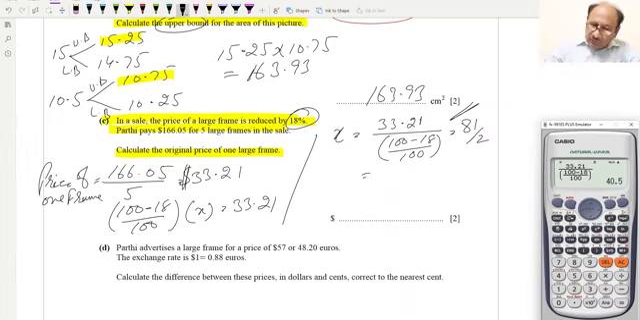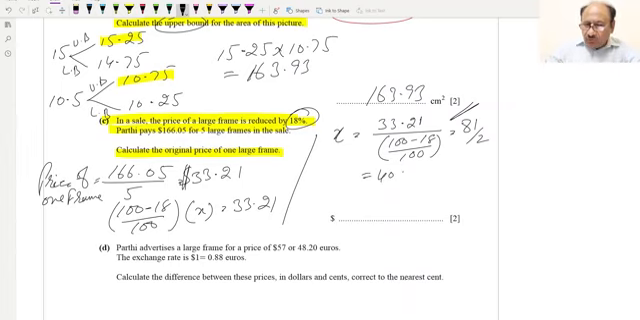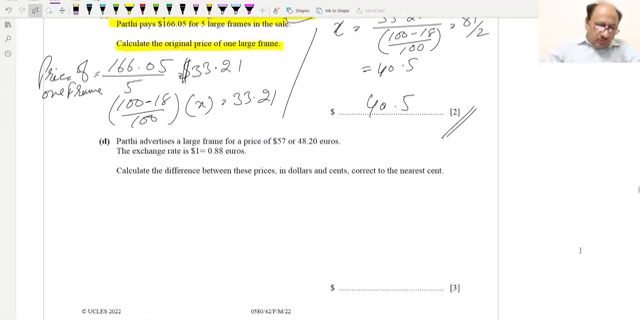It will be 40.5. So 40.5 will be our final answer. This is dollars, and hopefully you understand this. Now D part. Parthi advertises a large frame for a price of $57 or 48.20 euros. The exchange rate is this one. Calculate the difference between these prices in dollars and cents, correct to one decimal place.